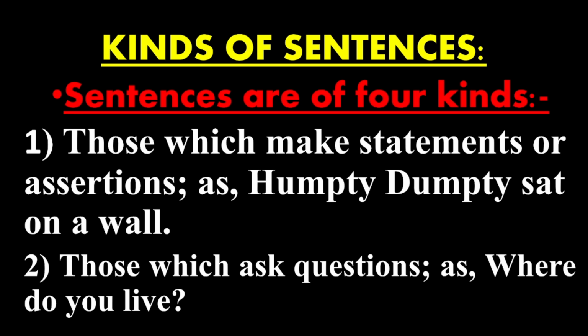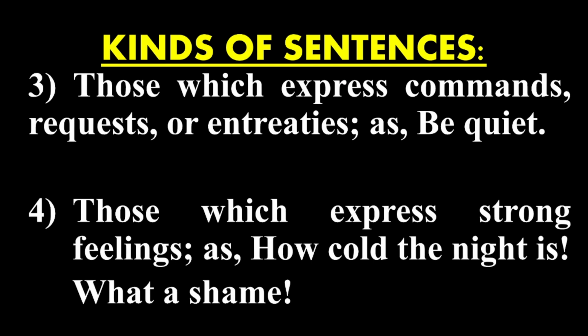Next, what are the different kinds of sentences? We have 4 kinds of sentences. Sentences are of 4 kinds. Number 1, those which make statements or assertions, as Humpty Dumpty sat on a wall. Number 2, those which ask questions, as where do you live. Number 3, those which express commands, requests or entreaties, as be quiet. And number 4, those which express strong feelings, as how cold the night is, what a shame.